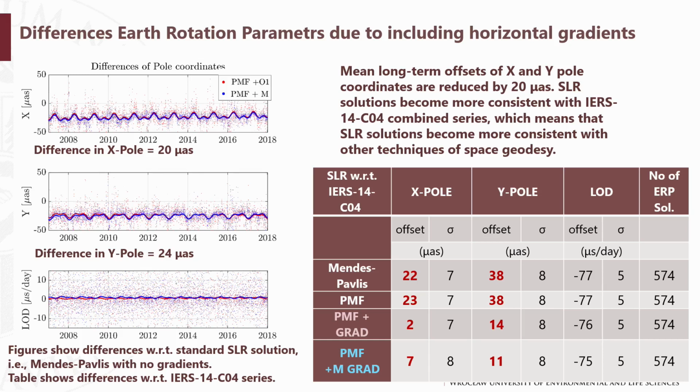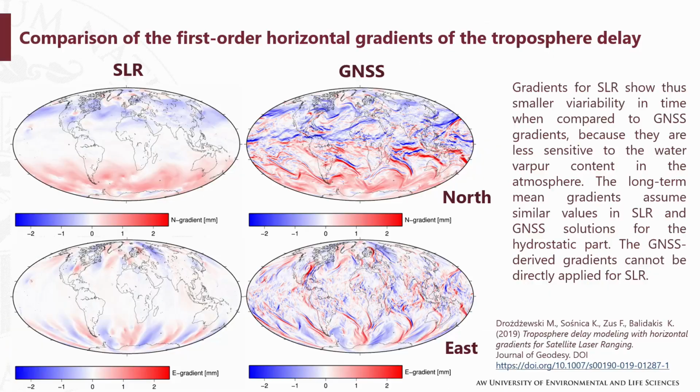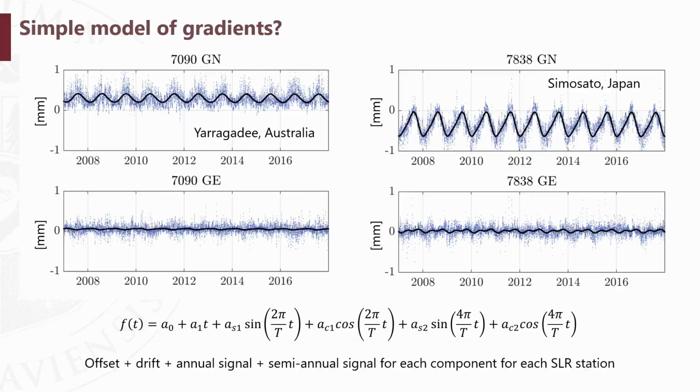So in principle, SLR becomes more consistent with other techniques of space geodesy, because the other techniques of space geodesy already take into account the horizontal gradients of the tropospheric delay in the computations.